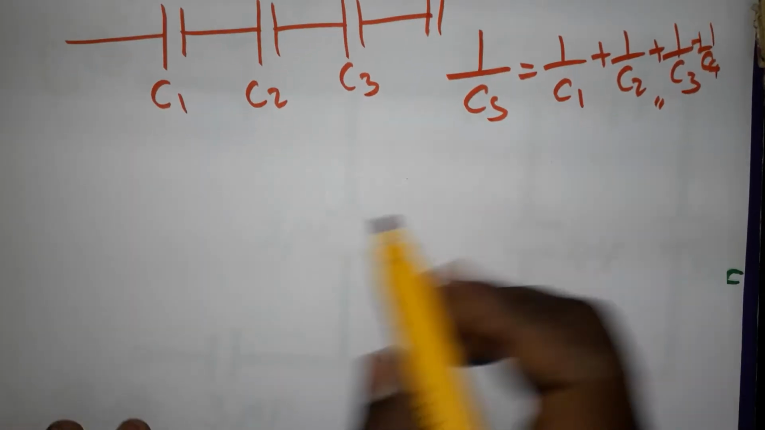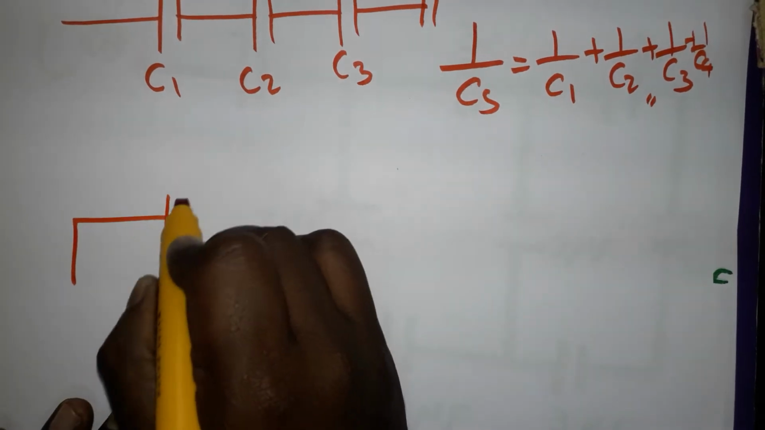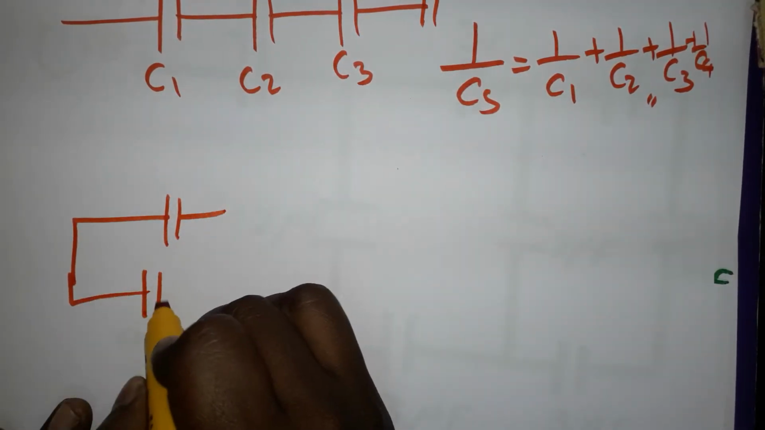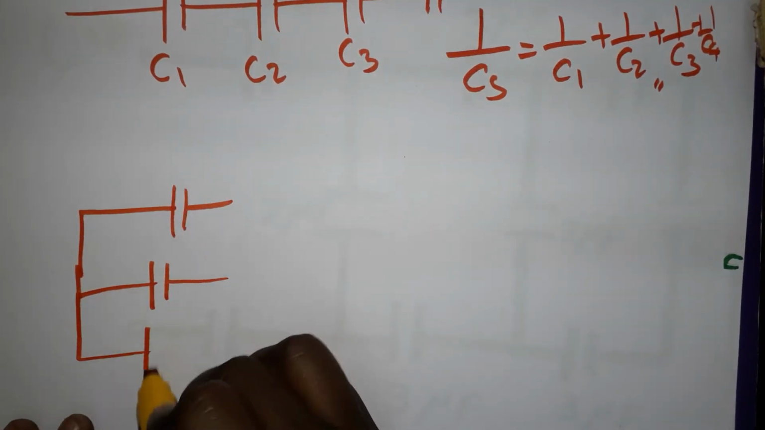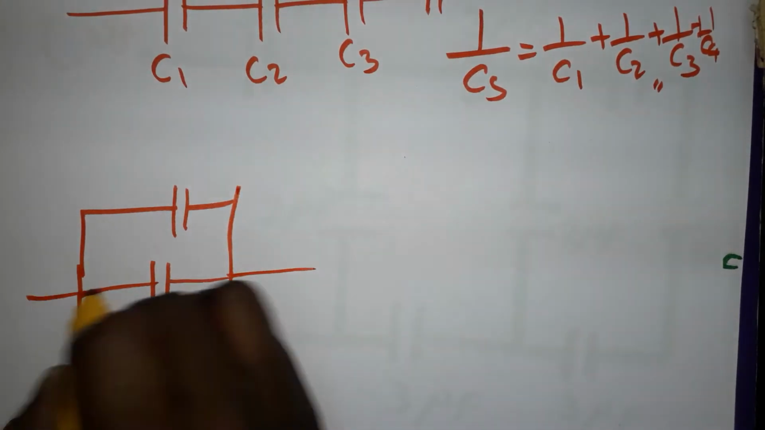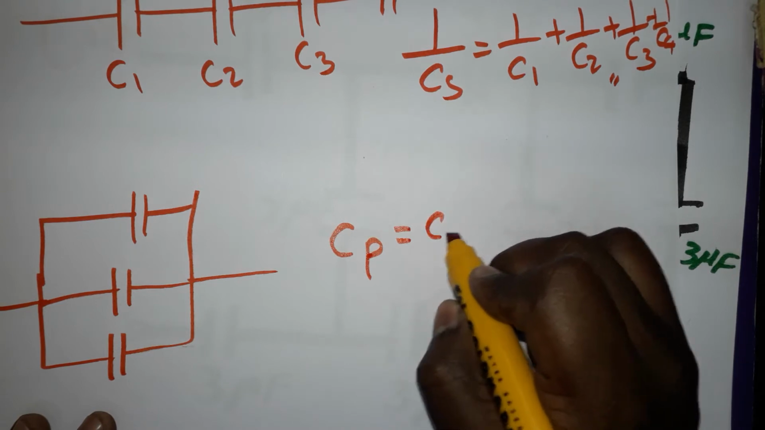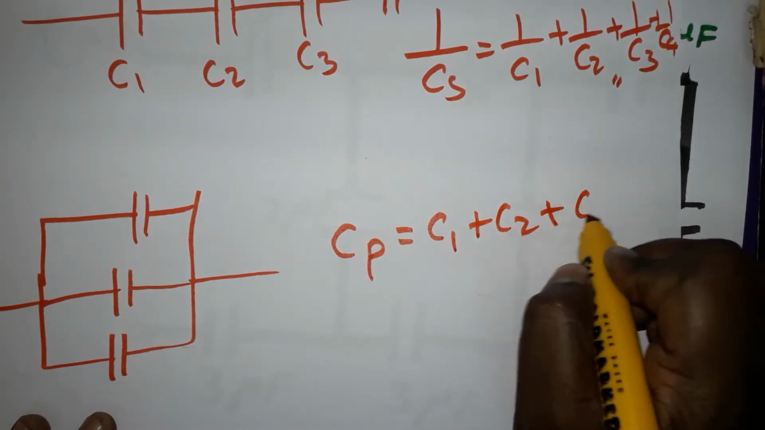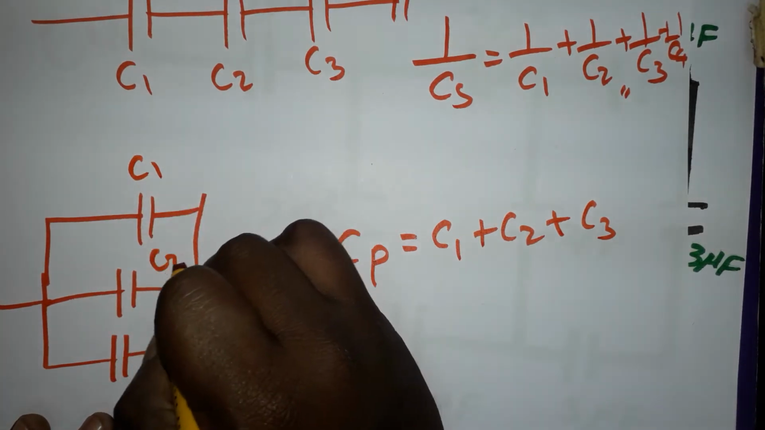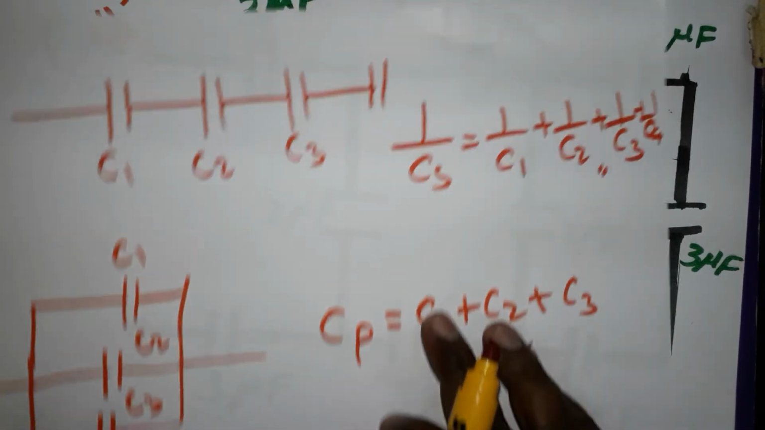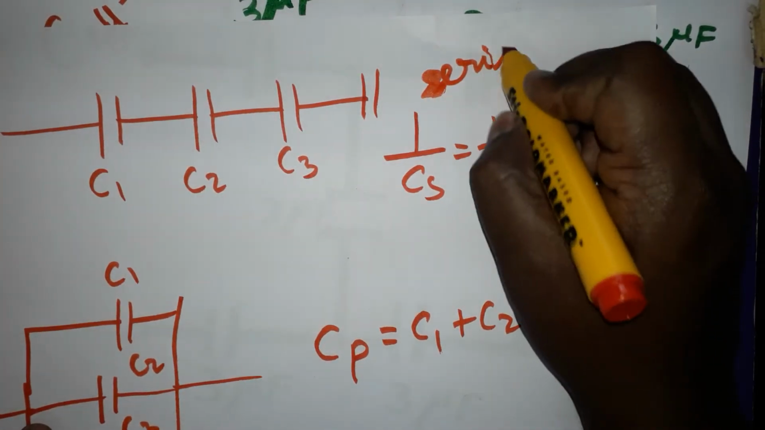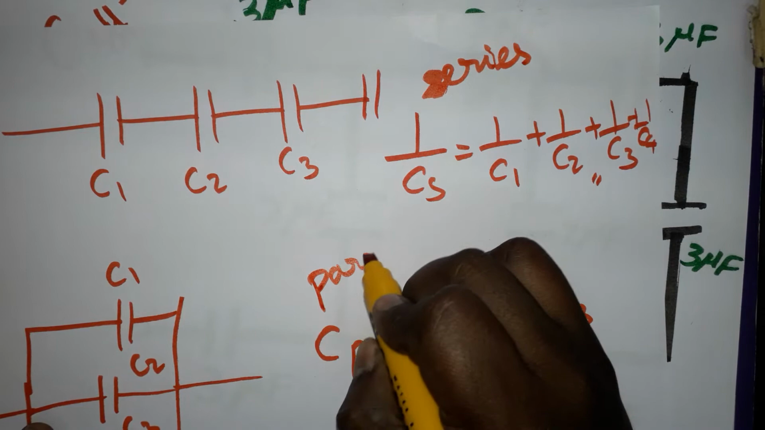The next thing, 3 capacitances in parallel. So what is the formula? What is the total formula for this one? The total capacitance in parallel is equal to C1 plus C2 plus C3. So this is the series formula and this is the parallel formula.